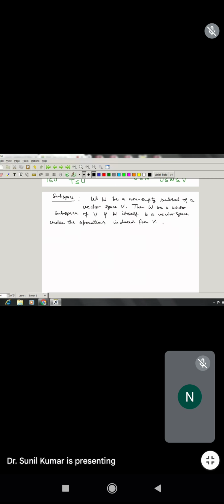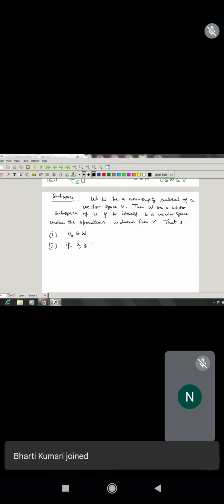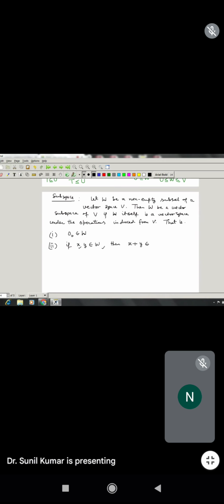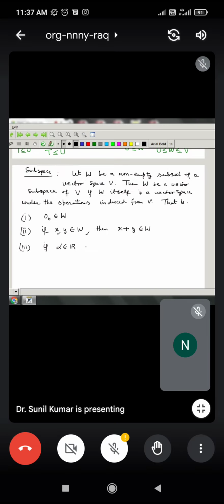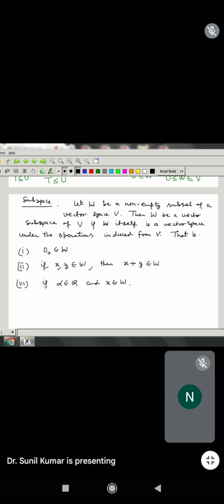That is the first property, 0_V belongs to W, at least the identity element must be in W. Second important thing is if x, y belong to W, then x plus y also belongs to W. Third, if alpha belongs to the field, and if I take the field to be real numbers, and x belongs to W, then alpha dot x also belongs to W. Right?